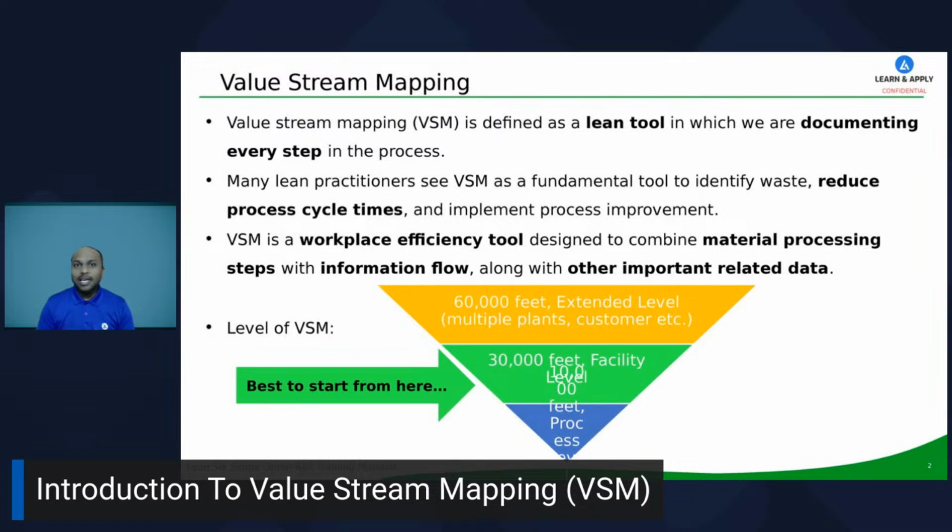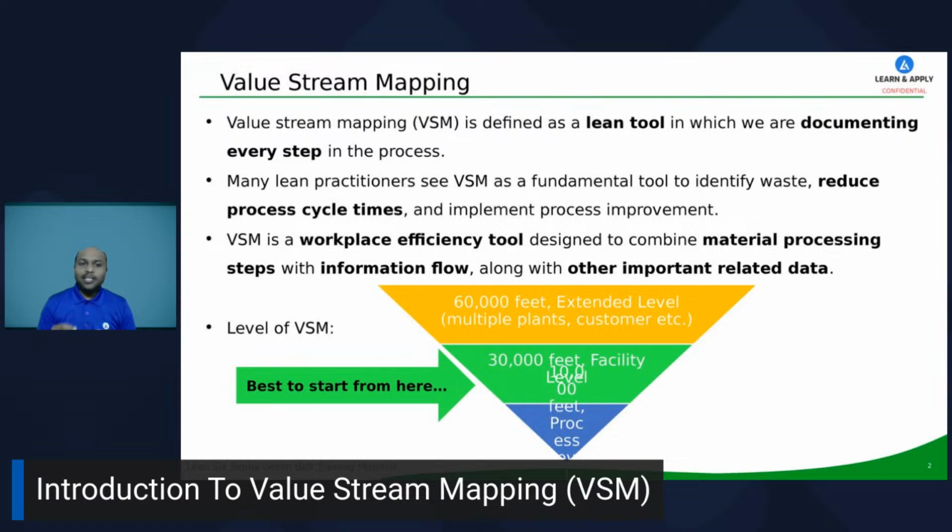Now, what is waste? There are a total of 8 types of waste, right? That is explained by the Muda, and how we are going to reduce that to improve the process cycle time, to improve the lead time, and implement other process improvements.